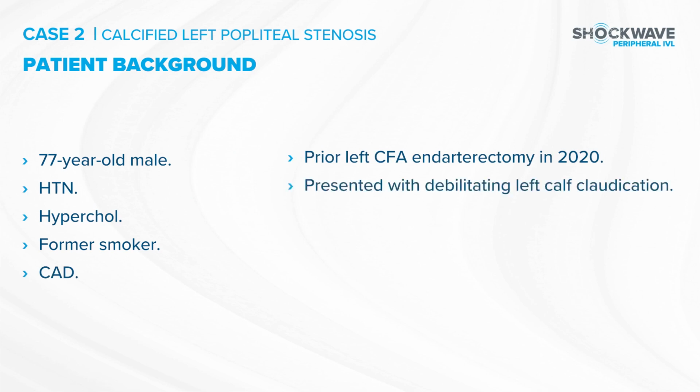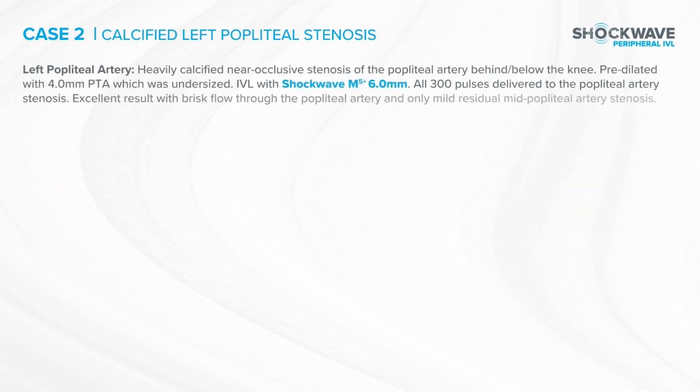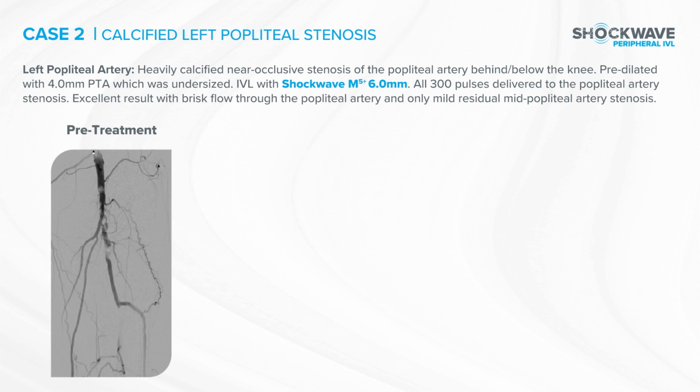His presenting symptom was debilitating left lower extremity claudication, and his preoperative lower extremity arterial duplex demonstrated a very heavily calcified lesion in the left popliteal artery with elevated peak systolic velocity and an elevated ratio of 7, consistent with a significant stenosis at this location. So he was brought to the operating room for a diagnostic arteriogram and potential endovascular intervention. As you can see, starting from left to right, his popliteal artery demonstrated significant bulky luminal calcified plaque consistent with his preoperative duplex.